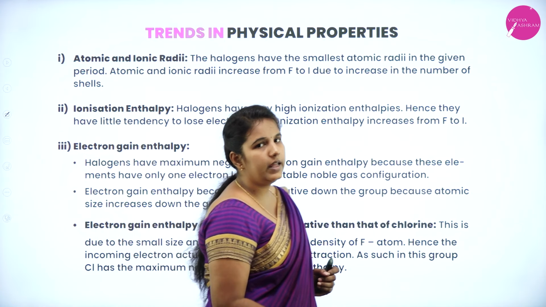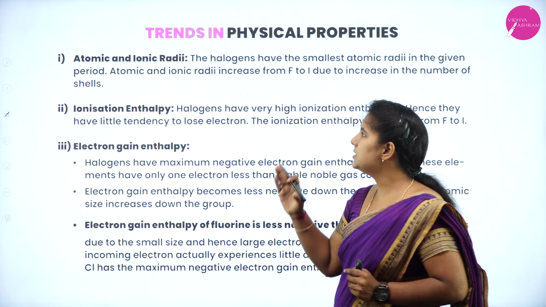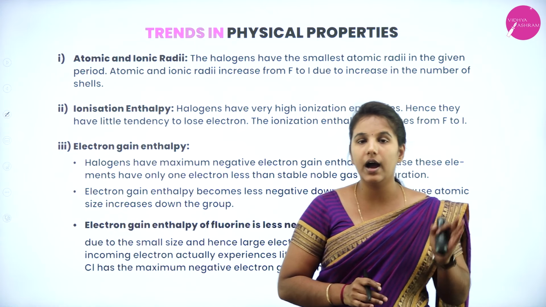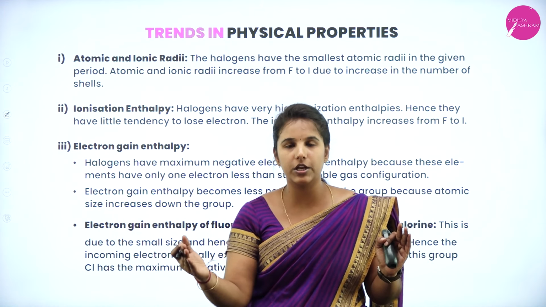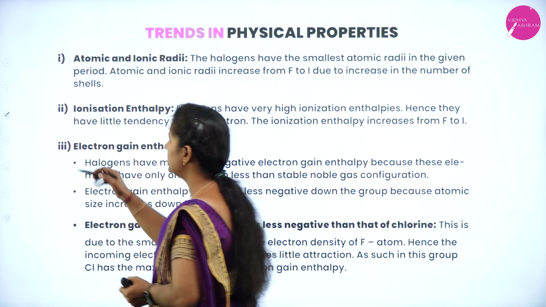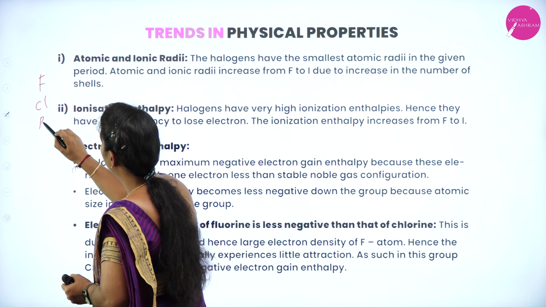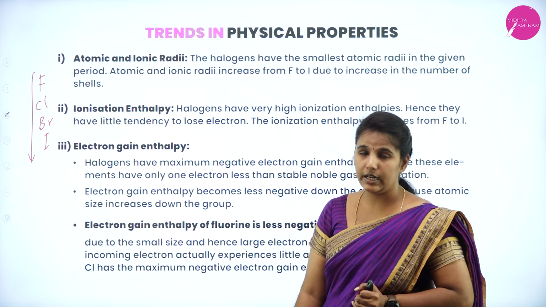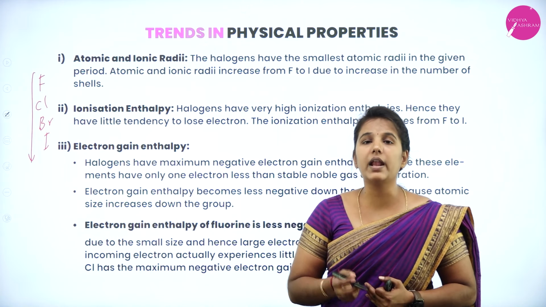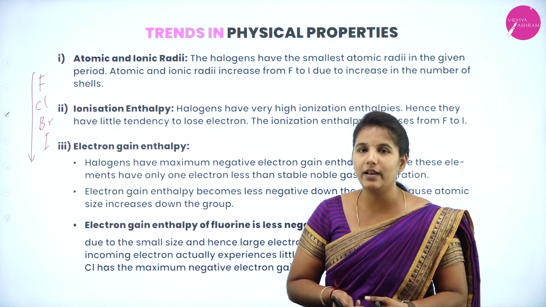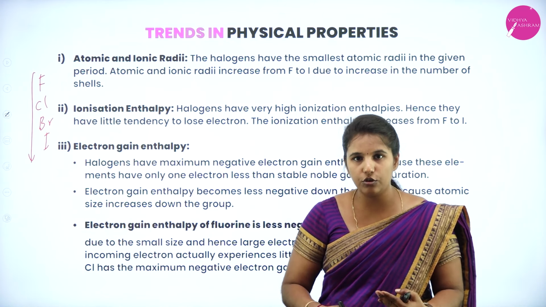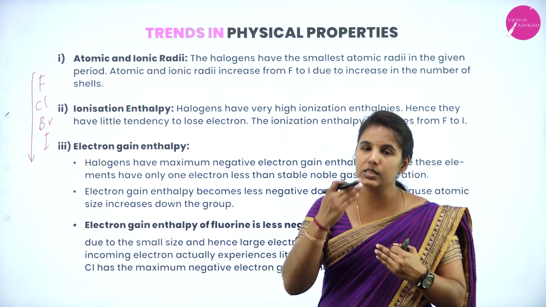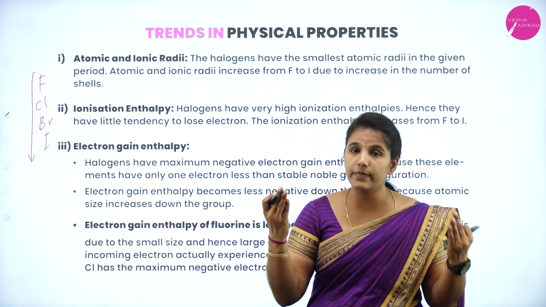Coming to the trends in their physical properties. The first trend is atomic or ionic radii. As we already know, atomic radius is nothing but the distance from the center of the nucleus to the outermost shell. As we move down the group, that is from fluorine, chlorine, bromine and iodine, in group 17 elements I am talking about, atomic radii will increase. Why does the atomic radius increase? We know that as we move down the group, the number of shells increases. As the number of shells increases, automatically the distance from the center of the nucleus to the outermost shell is also going to increase.